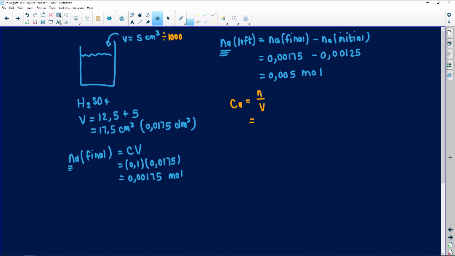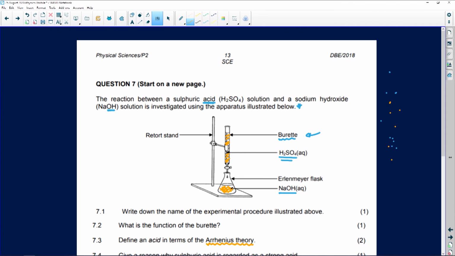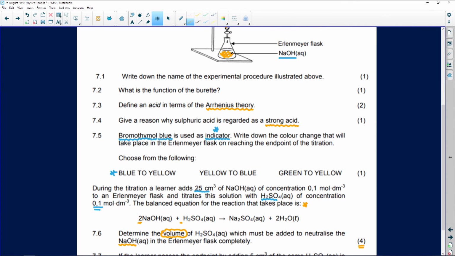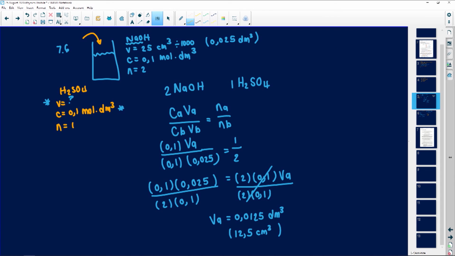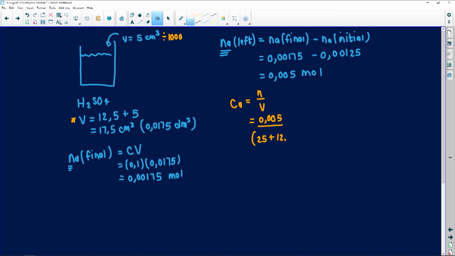Now I know my moles, it's the ones I have here, 0.005. Now the volume, remember we had to add all the volumes together. I first have to say the 25, because that is what we initially had at the beginning. When we are titrating, that is the volume we need to take into consideration. Then we had the 12.5, which we found in the previous question, when we had the unknown volume. So we calculated that one, which is 12.5.